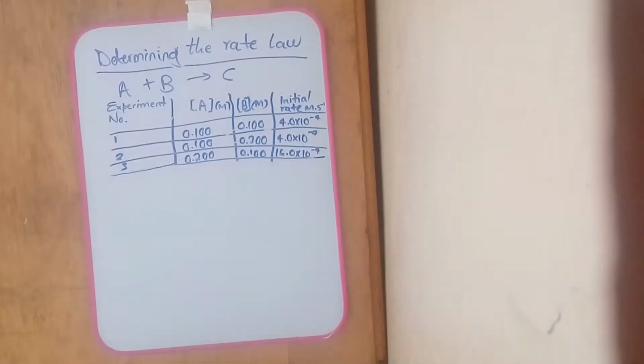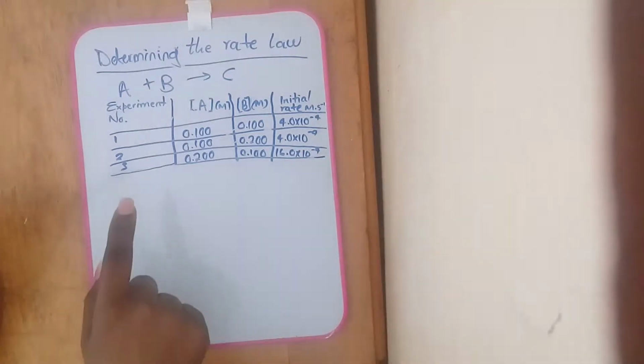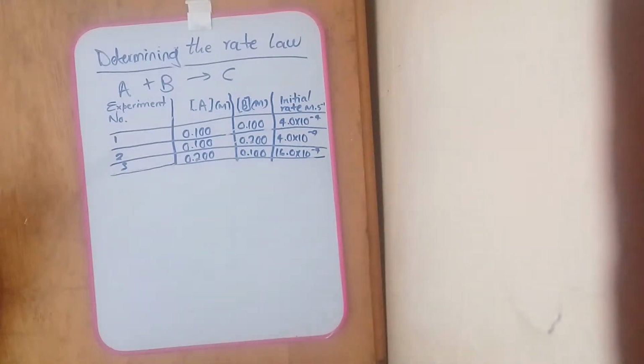So today we're determining the rate law of this reaction. Remember when I told you in my previous video that you determine the reaction orders experimentally. This is one of the examples I took from the book. We're using the initial concentrations of the reactants and also the initial rate of the reaction to find the rate law equation. So we have three different experiments.